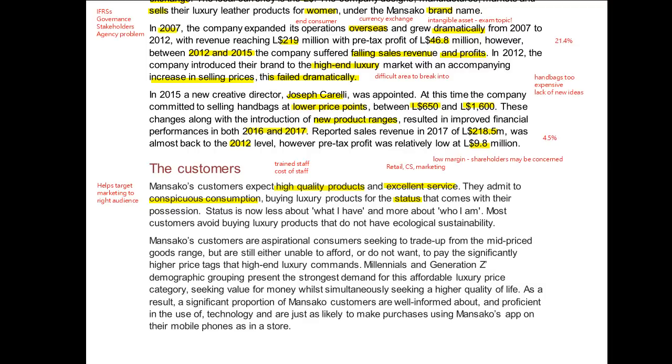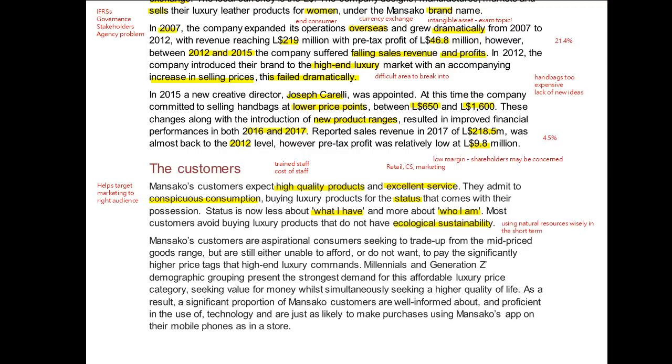Status, though, is now less about what I have, so the things I own. It's not about that as much as it is about who I am. So most customers avoid buying luxury products that do not have ecological sustainability. Ecological sustainability, for those of you, because it's quite a technical term, some of you might not be sure exactly what that is, or you might have forgotten. It means using natural resources wisely in the short term.